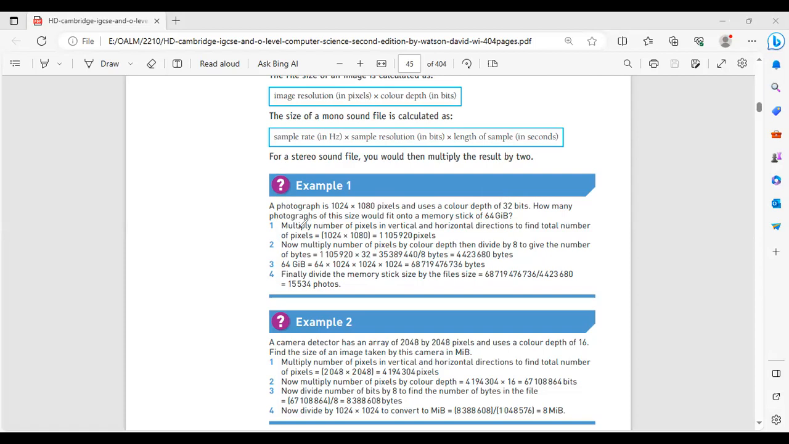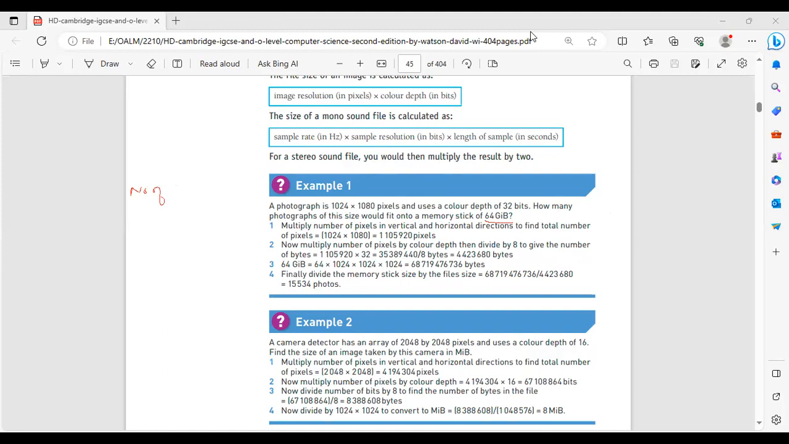Here it says a photograph is 1024 by 1080 pixels and uses a color depth of 32 bits. How many photographs of this size would fit onto a memory of 64 GB? Now we need to calculate. First you need to calculate the number of pixels. Remember, calculators are not allowed, so you have to work it out manually.